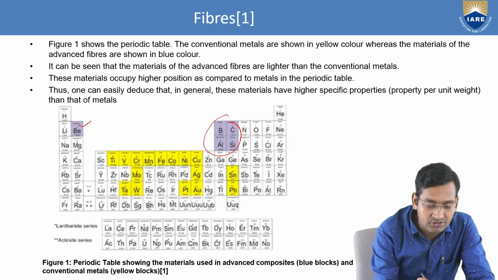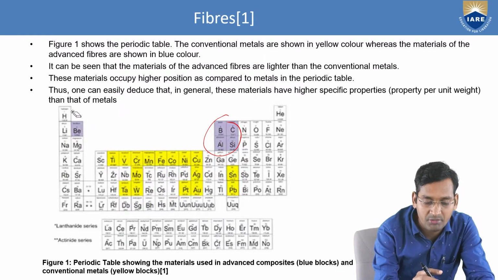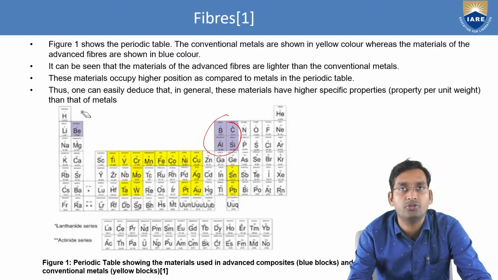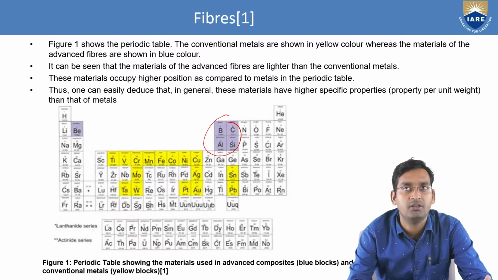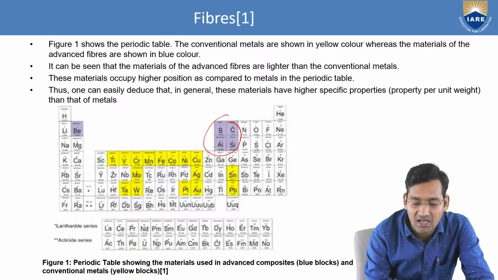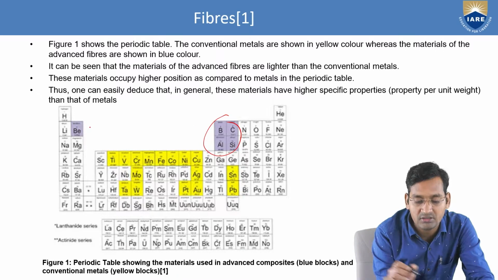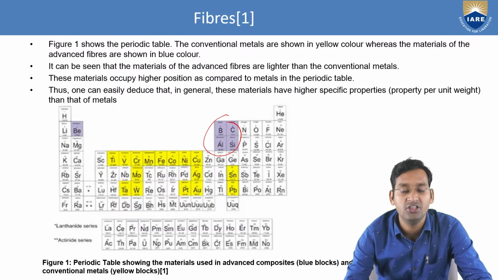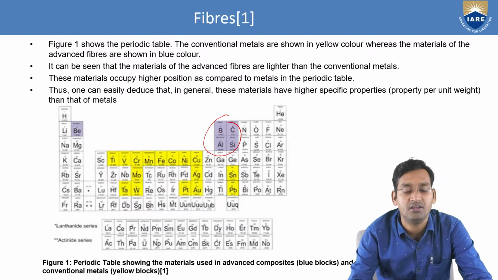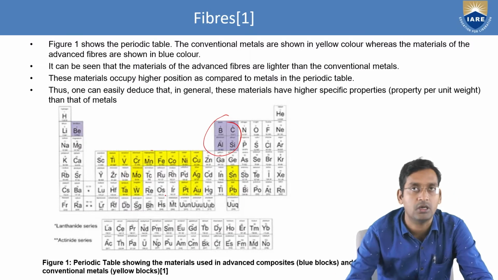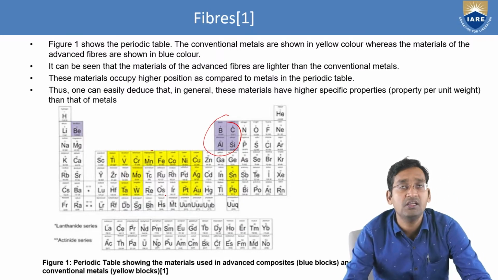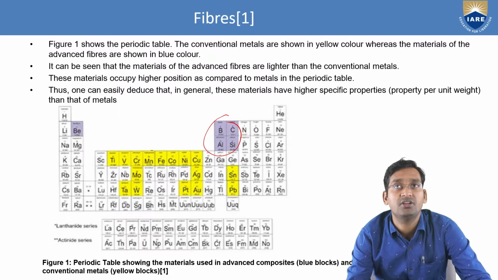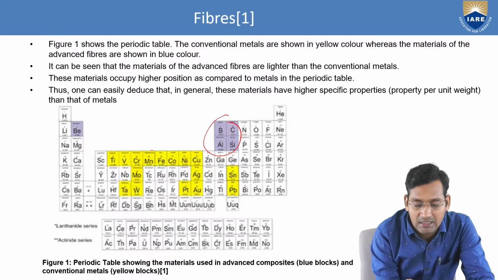So you see here, this one, beryllium, is above. As we move from top to bottom, the weight of the element is increasing, so these are above these things. From here we can say that the weight of these fibers is lighter than the yellow-colored ones. These materials occupy a higher position as compared to the metals in the periodic table. Except this one, these are at the higher position. So this is in the P block.